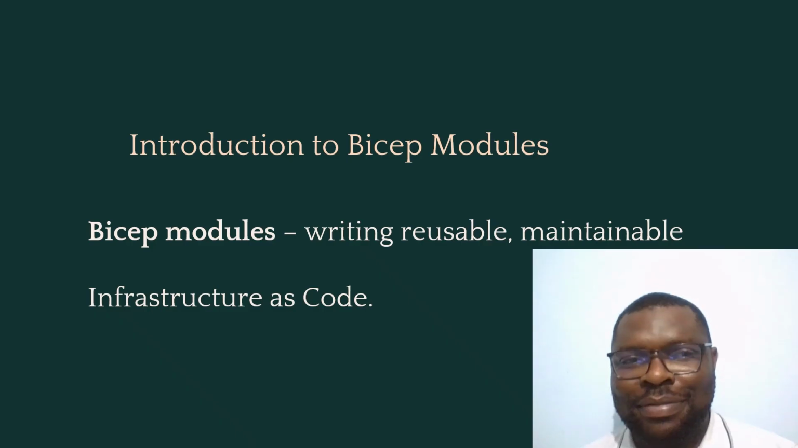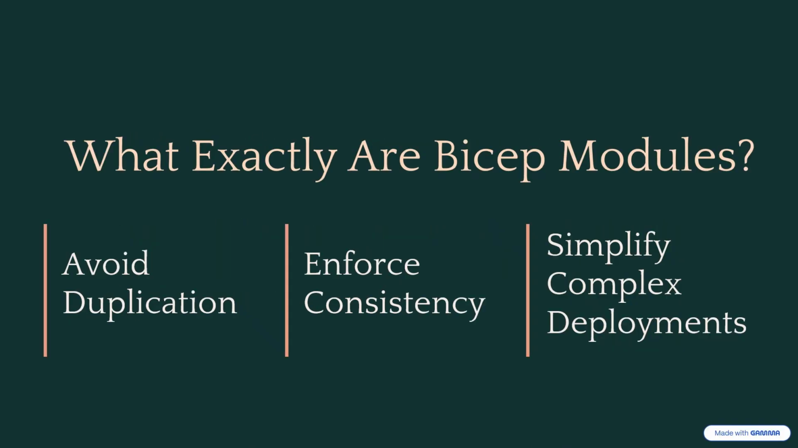So, what exactly are Bicep modules? At its core, a Bicep module is simply another Bicep file, but designed for reuse. Think of it like a function in traditional programming. A Bicep module accepts specific parameters as inputs. It orchestrates the deployment of one or more resources. It can return outputs for other parts of your infrastructure to consume.